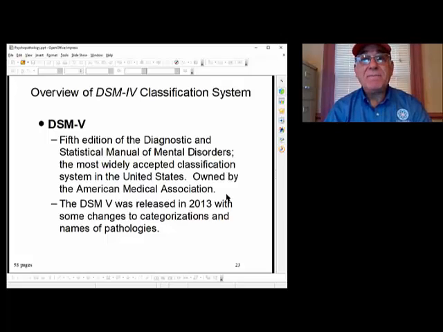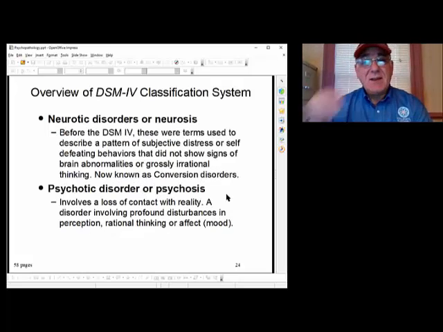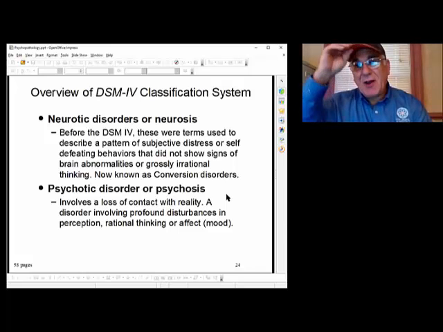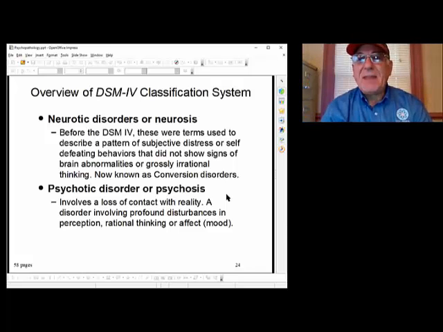Useless. But psychiatrists get to decide what to do with this manual. Psychologists do not get to do what they say. The neurotic disorders I've talked about, I said we don't call them neuroses anymore. We call them conversion disorders, and we'll talk about them.